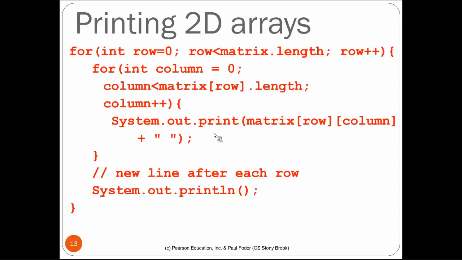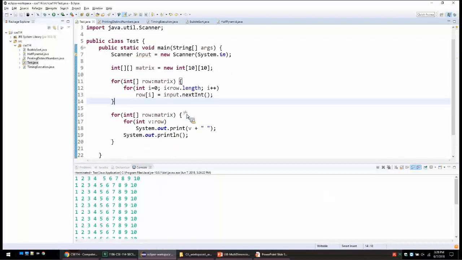We iterate over the indices in the row from 0 to the length of the current matrix, which is the number of rows. For every row, we iterate over the columns from index 0, as long as the column is less than the length of the current row, which is matrix of row dot length. We print out the value of matrix of row and column, which can be done much more easily with for each loops. So we actually did it with for each loops.